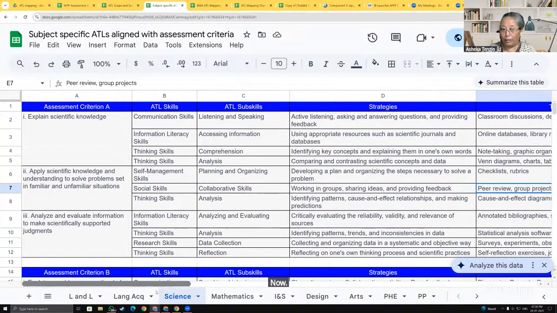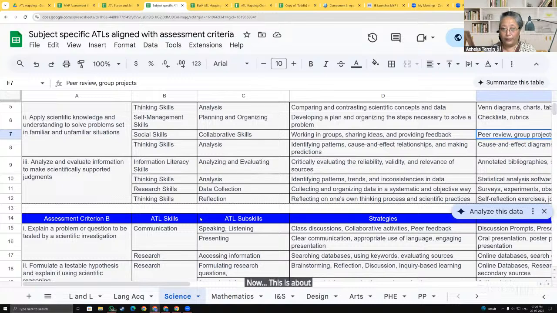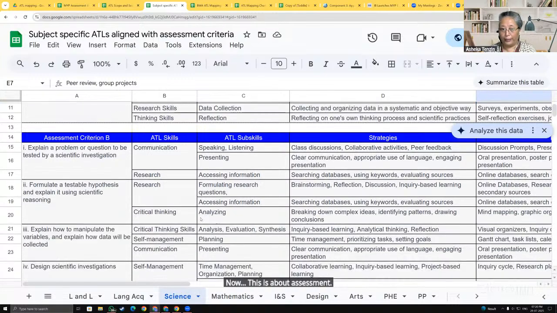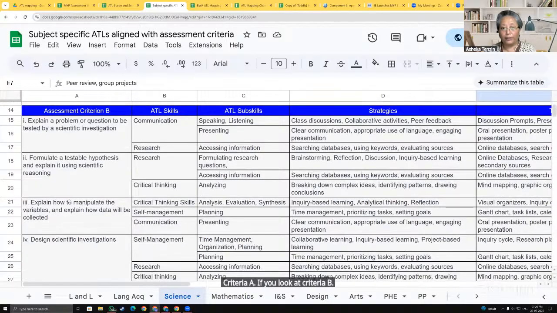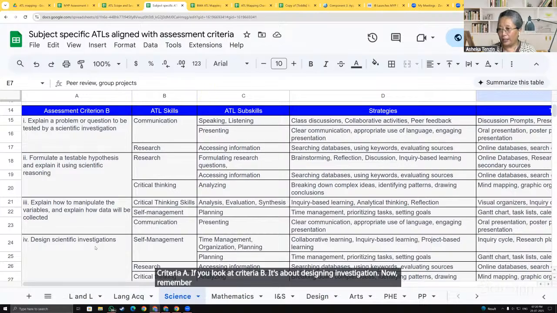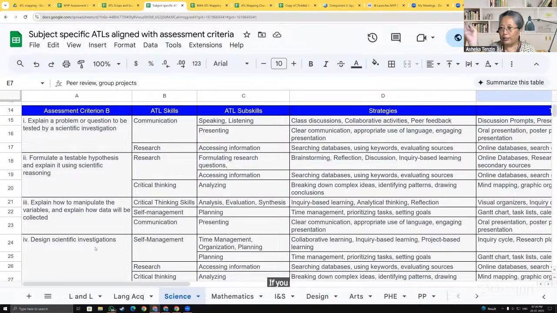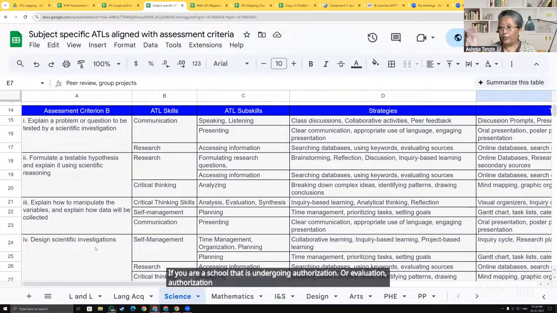Now, this is about assessment criteria A. If you look at criteria B, it's about designing investigation. Now, remember, in science, if you are a school that is undergoing authorization or evaluation, authorization especially, they would want to see tasks where students have designed scientific investigation on their own.